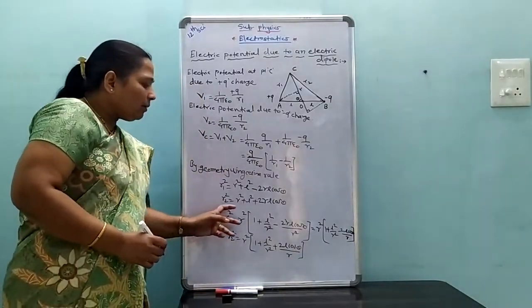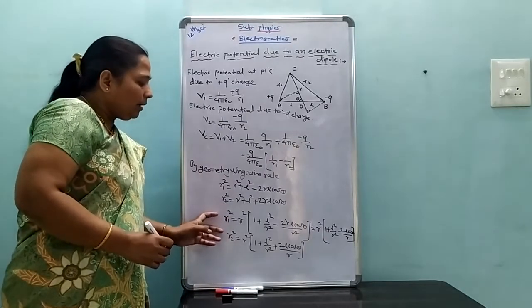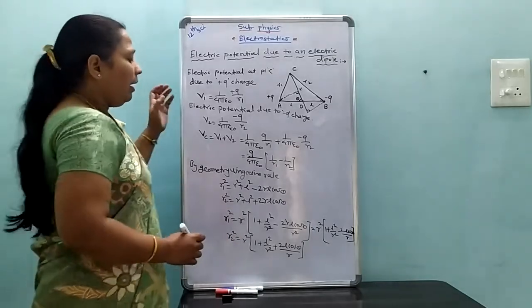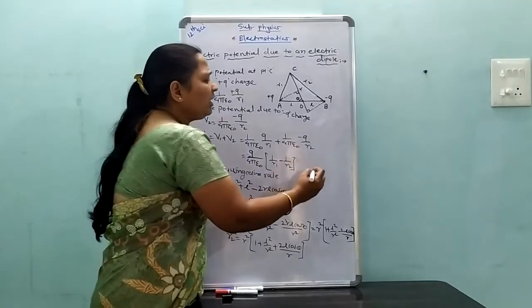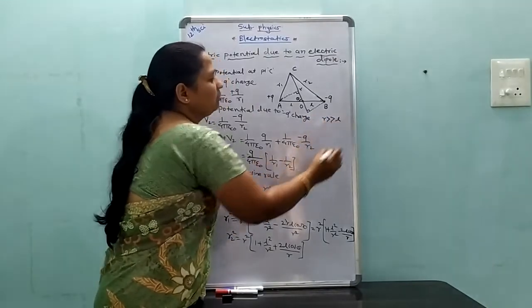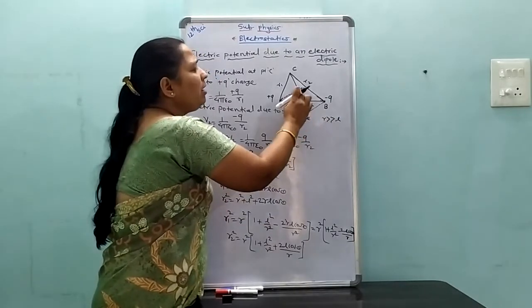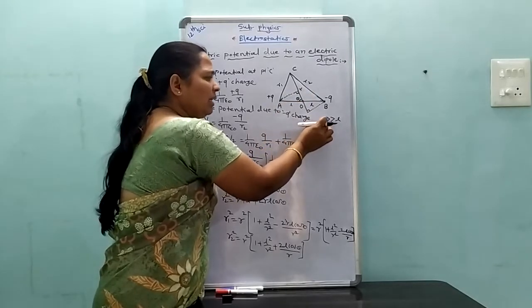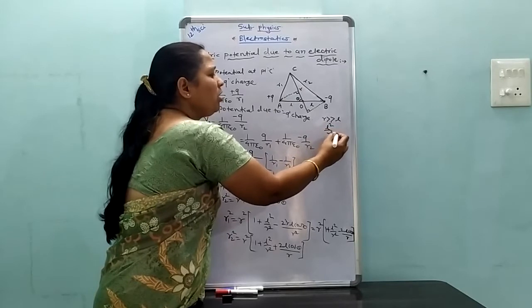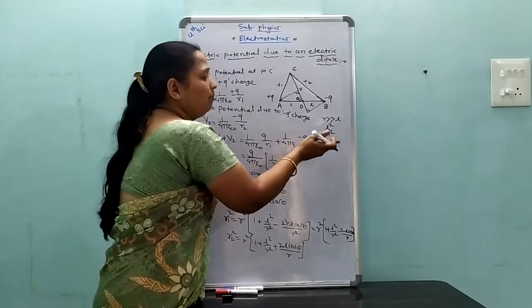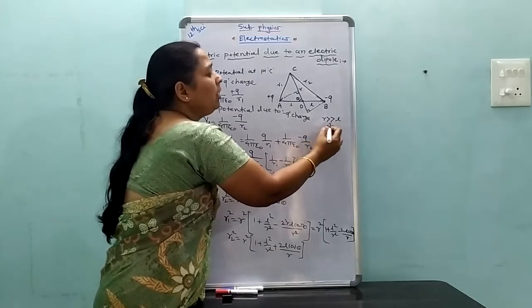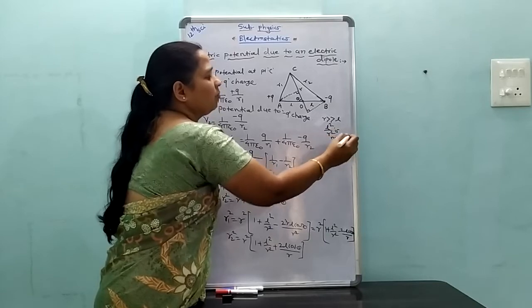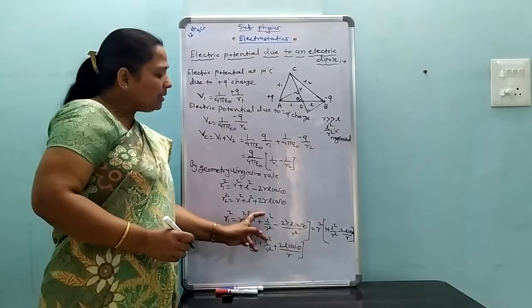Taking the square root on both sides, and using the binomial expansion, R is very much greater than L. The electric dipole length is very small, therefore R is very large, and L square upon R square is a very small quantity. Hence, L square upon R square is neglected.